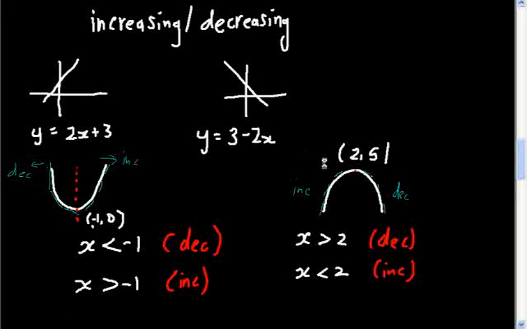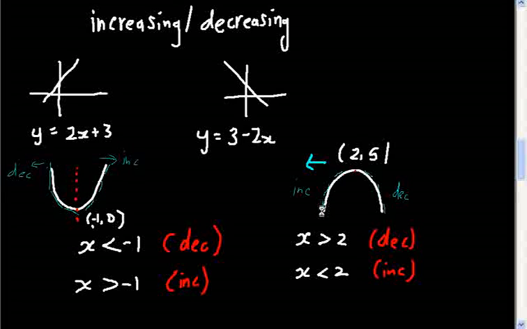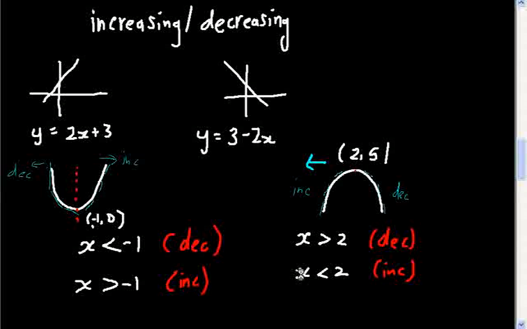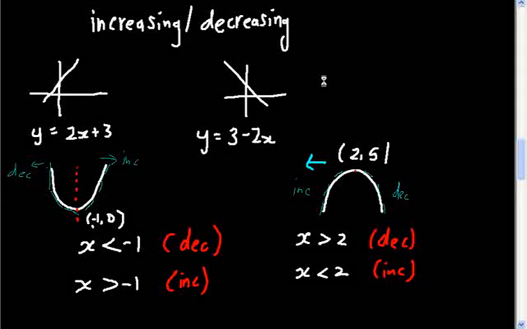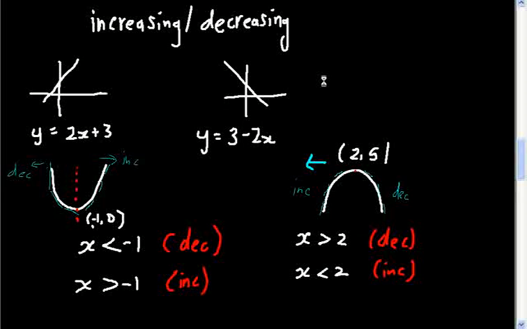Okay, so here are the answers. Alright, so any point beyond this x value going this way, it's an increasing function because the slopes are positive. Alright, so when x is smaller than 2 it's increasing, but when x is greater than 2 it's decreasing. Alright, good.